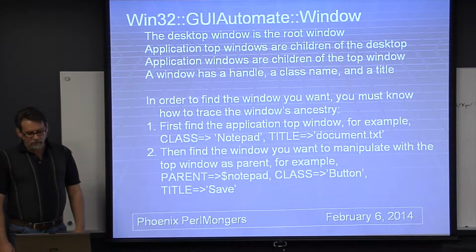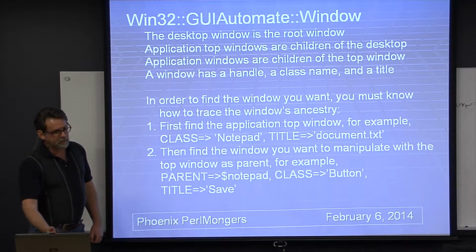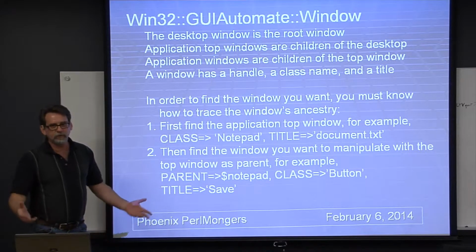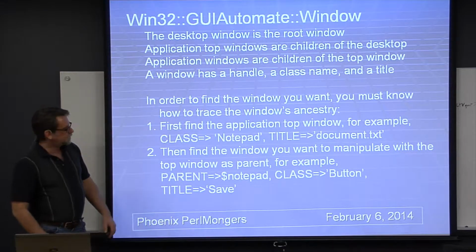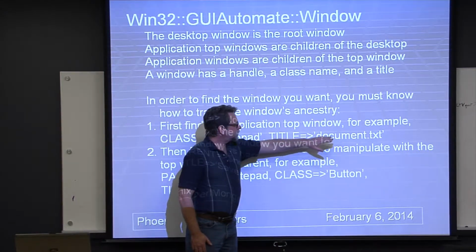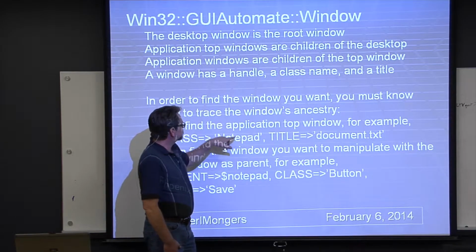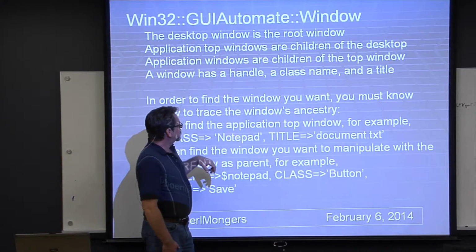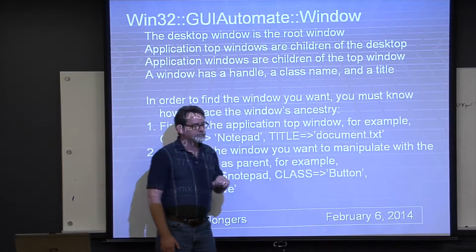In order to find a window, you must know how to trace the window's ancestry. First you find the application top window. For instance, I'd say the class is Notepad, because I know ahead of time that that's what Notepad's class is. Whatever you know is going to be in the title, that's what you want in here. But don't forget that these are regular expressions, and I probably should have put anchors on it. So it doesn't have to be the entire string; you can just match on some part of it.